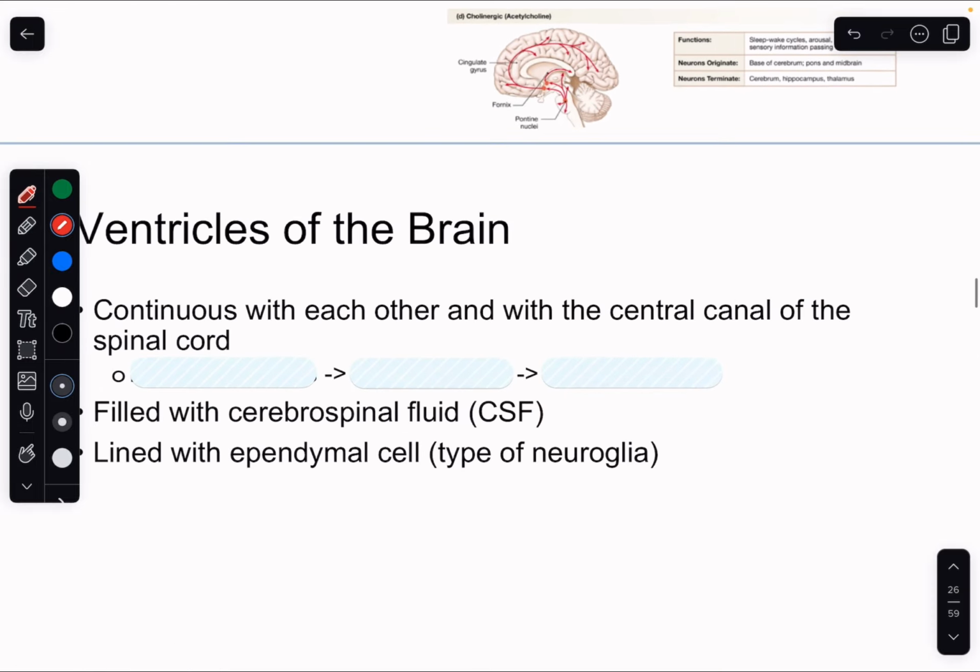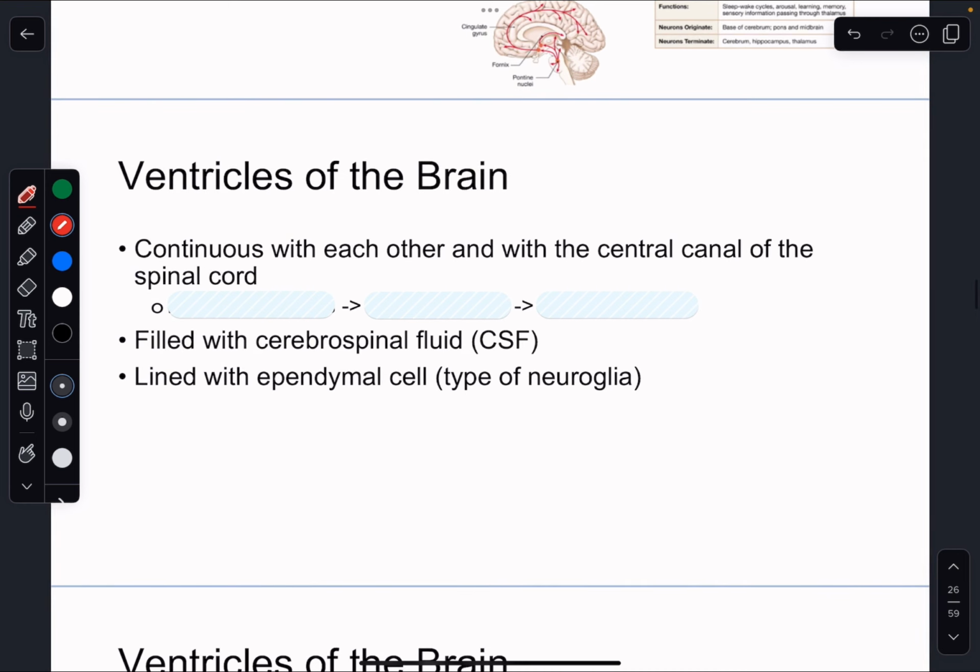All right, ventricles of the brain. The ventricles of the brain are continuous within each other and with the central canal of the spinal cord. It starts off in the lateral ventricles, third ventricle, and then the fourth ventricle. Each ventricle is filled with cerebrospinal fluid and is lined with ependymal cells, a type of neuroglia.